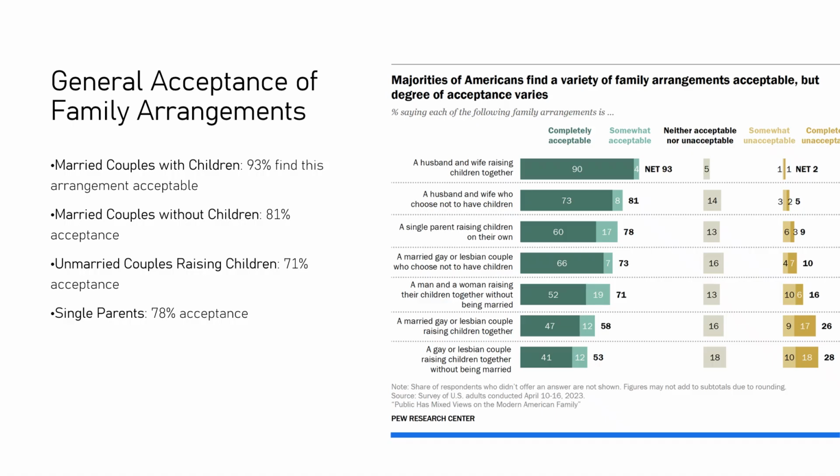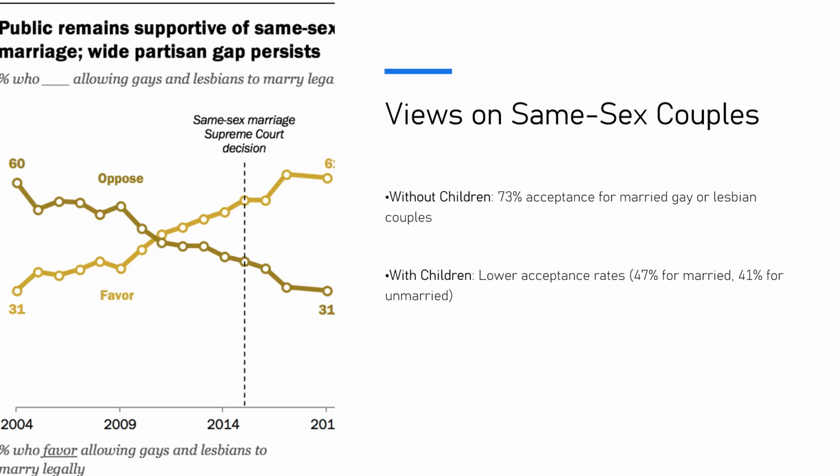These findings highlight a general trend toward greater acceptance of diverse family structures, though traditional arrangements still hold the highest levels of approval. Pew Research Center's findings on the acceptance of same-sex couples reveal varying levels of societal approval depending on whether the couples have children.